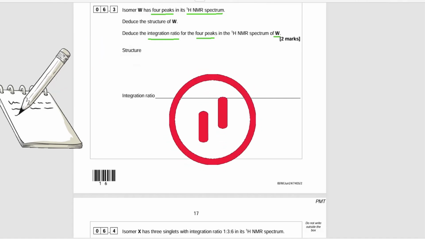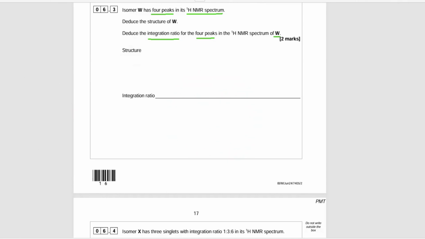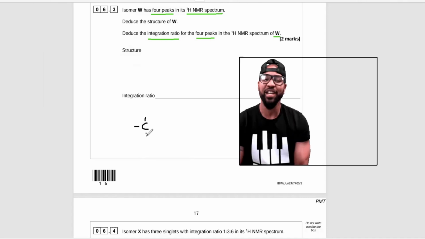But again, you're just trying to rearrange the structure. It can't have the same structure as V, the one we just did. What was that? 2-methylbutanoic acid. It can't have the same structure as 2-methylbutanoic acid, but it's got to have the same molecular formula. So just rearrange it a little, because we still know it's a carboxylic acid, and try and work out the structure. Deduce the integration ratio for the 4 peaks. Let's go.